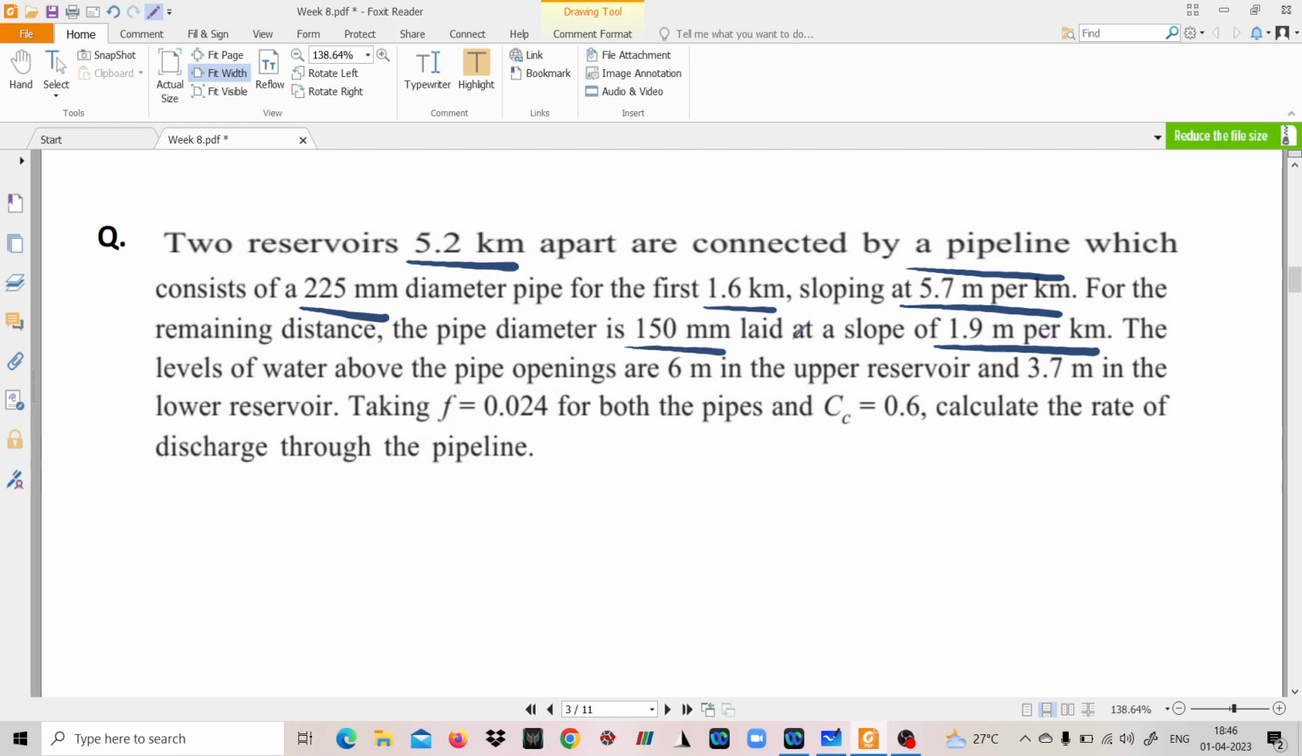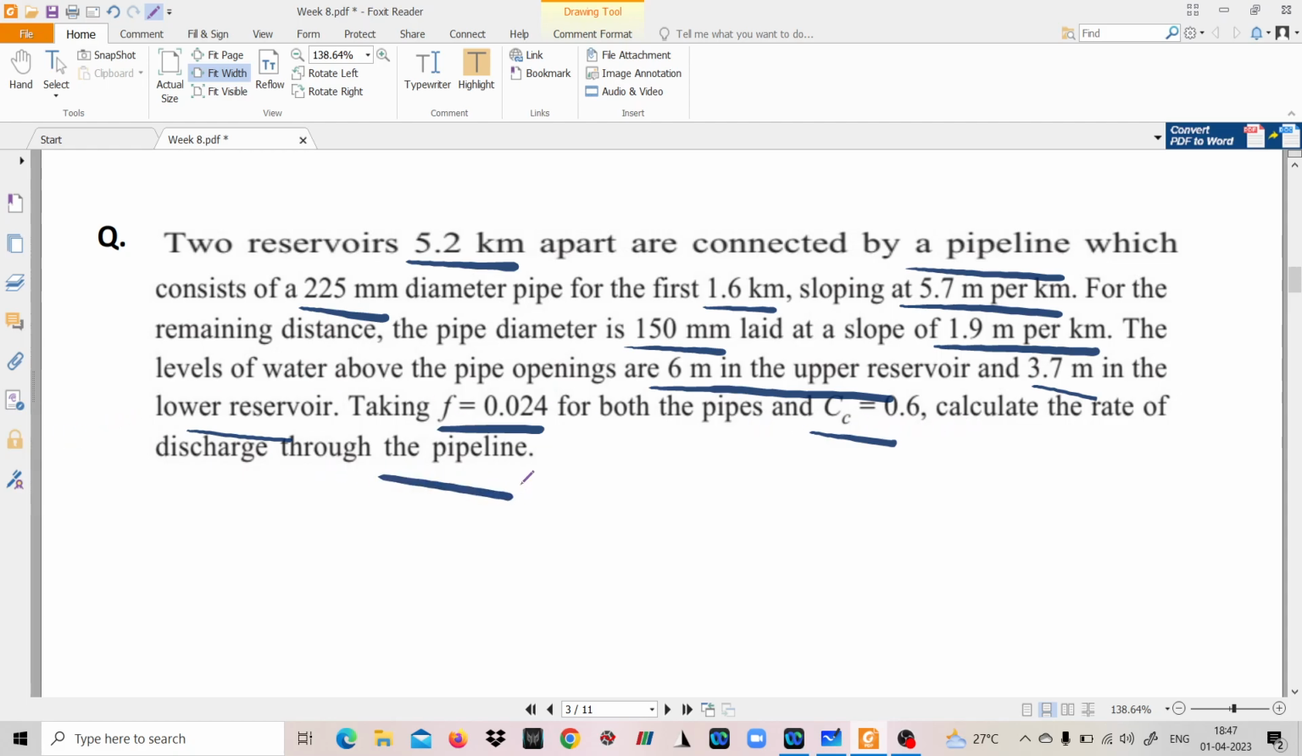Okay, so the levels of water above the pipe openings in the upper reservoir, the reservoir which is at the upper elevation, is 6 meter and 3.7 meter in the lower reservoir. If you take the friction coefficient as 0.024 for both the pipes and the coefficient of contraction Cc to be 0.6, then you have to calculate the rate of discharge through this pipeline.